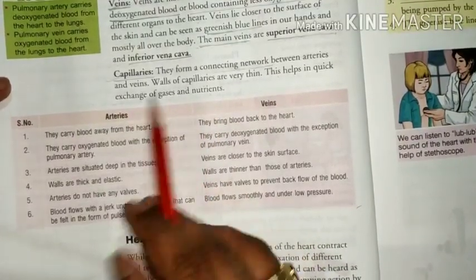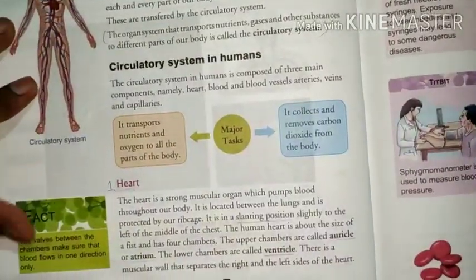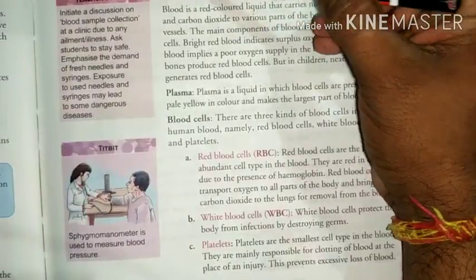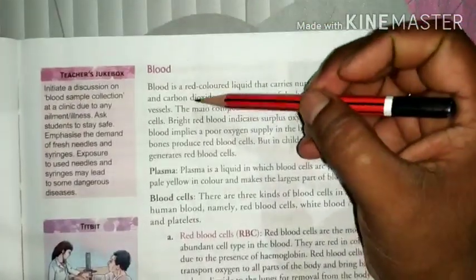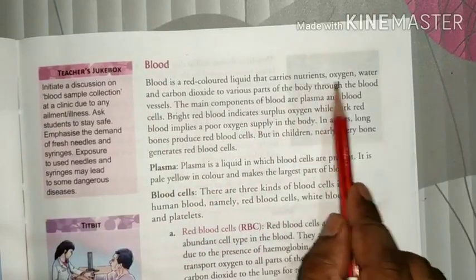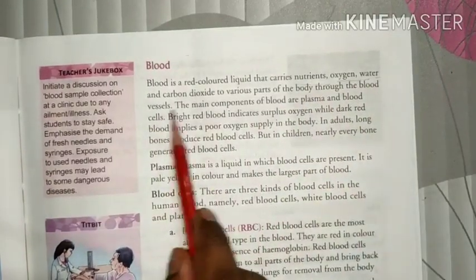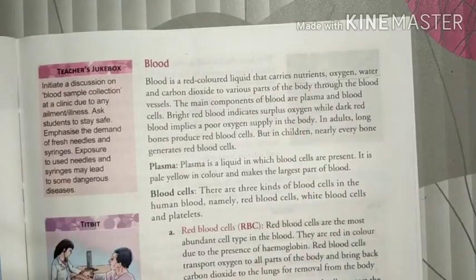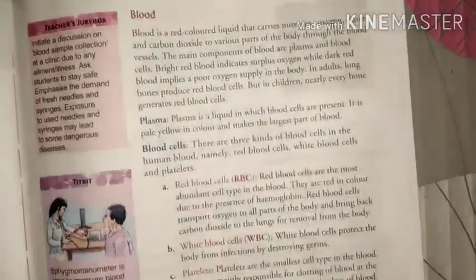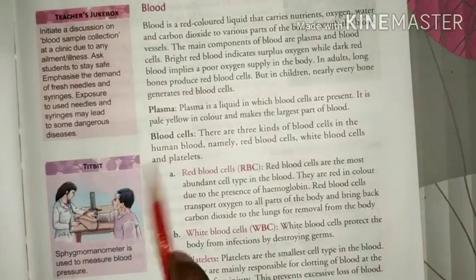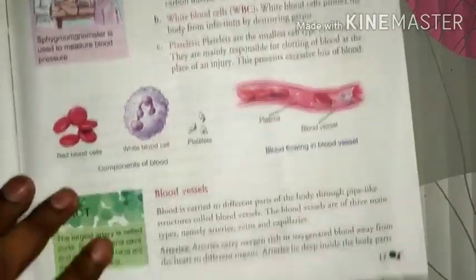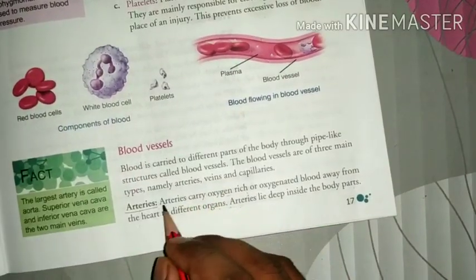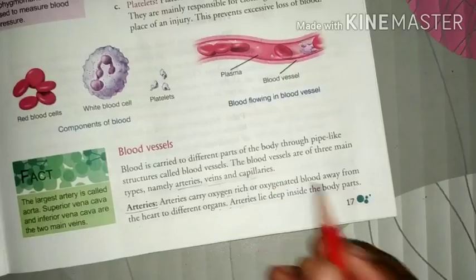So first thing, blood is a red colored liquid containing nutrients, oxygen, water and carbon dioxide, carried to various parts of the body through the blood vessels. You can say that blood vessels have three components: arteries, veins and capillaries.